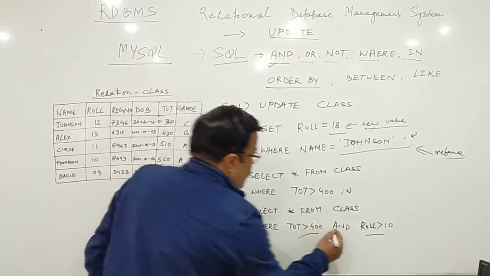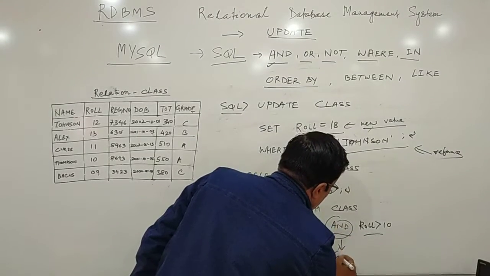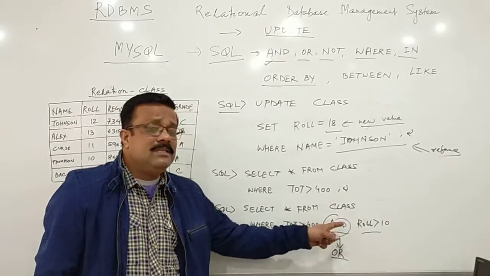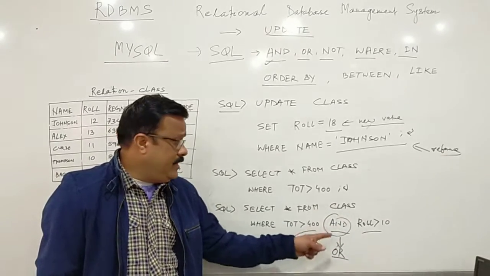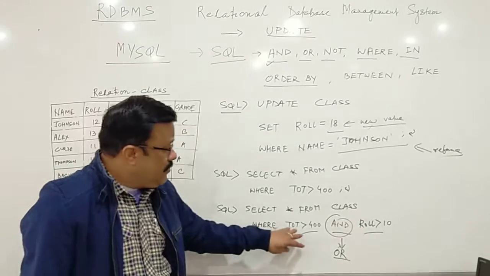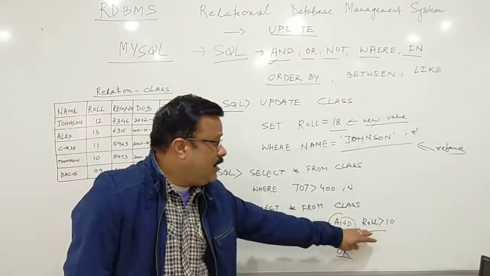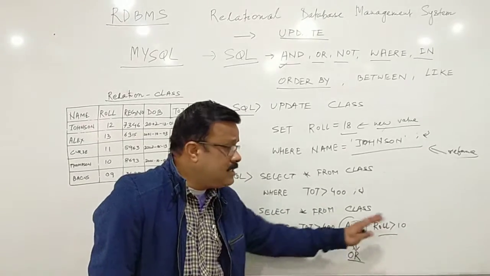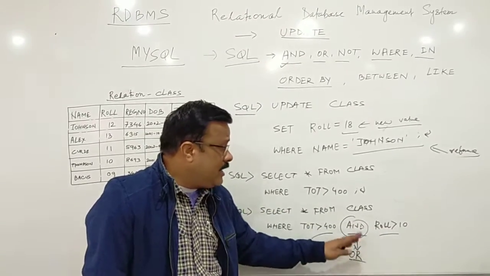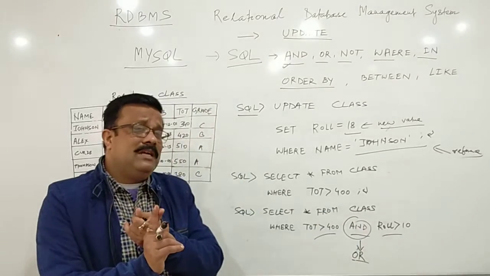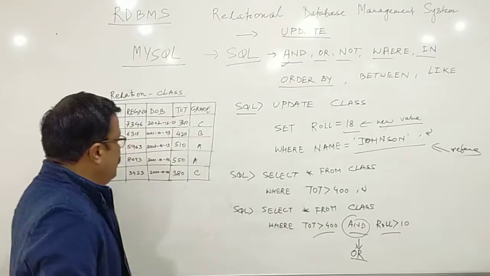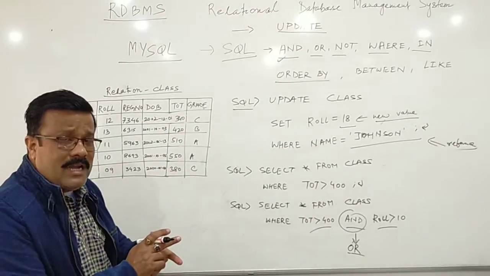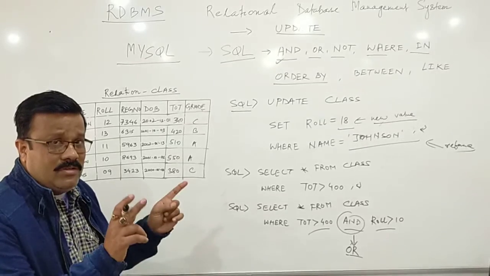But if I remove this and put OR here, then what will happen? If any one of the conditions is fulfilled, that record will be displayed. If a student has more than 400 in the total column but the roll number is not greater than 10, that record will still be displayed. Or if both conditions are fulfilled, it is also displayed. So in the case of OR, if any one of the conditions is fulfilled, that record will be displayed. But in AND it is mandatory, it is compulsory that both conditions should be fulfilled on the same record, the same tuple.